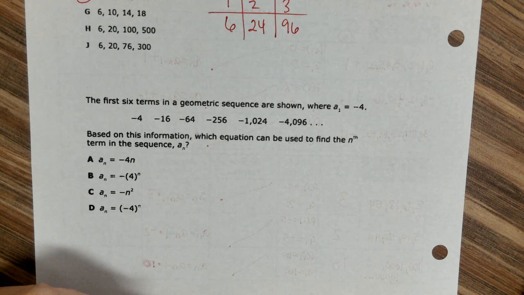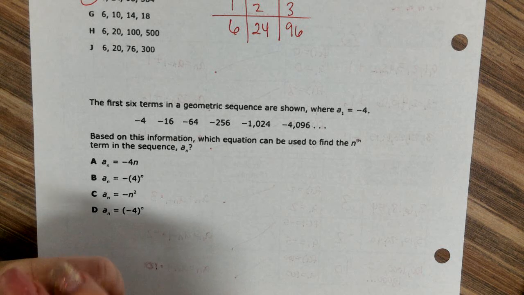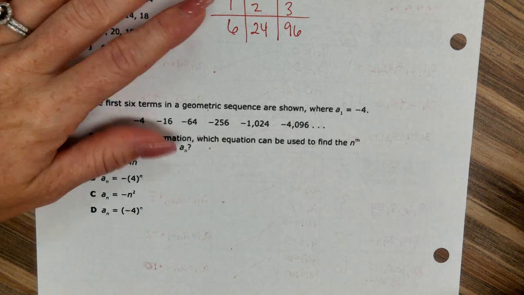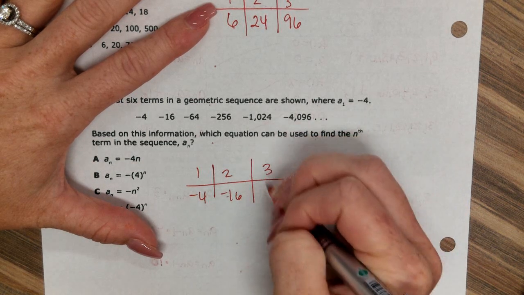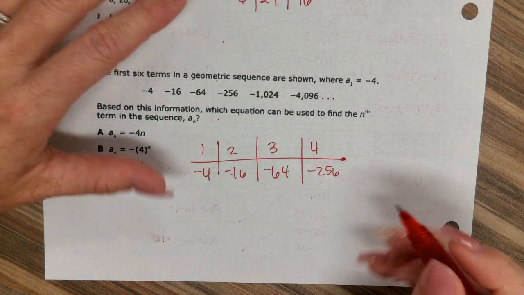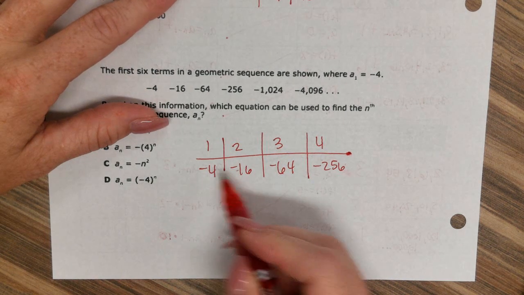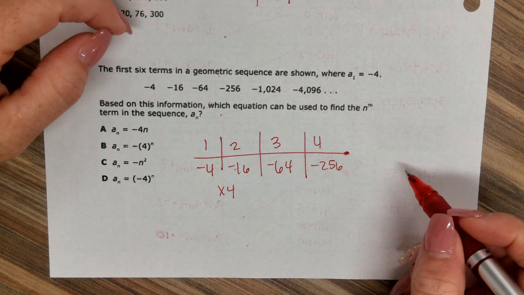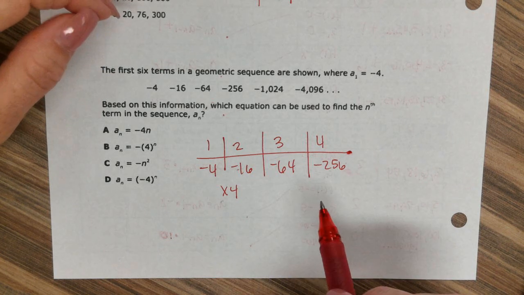The first 6 terms in a geometric sequence are shown below, where the first term is -4. Based on this information, which equation can be used to find the nth term? I made a table. It just helps me. I said the first term is -4, the second term is -16, the third term is -64, the fourth term is -256, and then I found the common ratio. What is 16 divided by 4? What's 64 divided by 16? 4. So they're obviously multiplying by 4. Yes? Yes or no? And isn't this an exponential function?